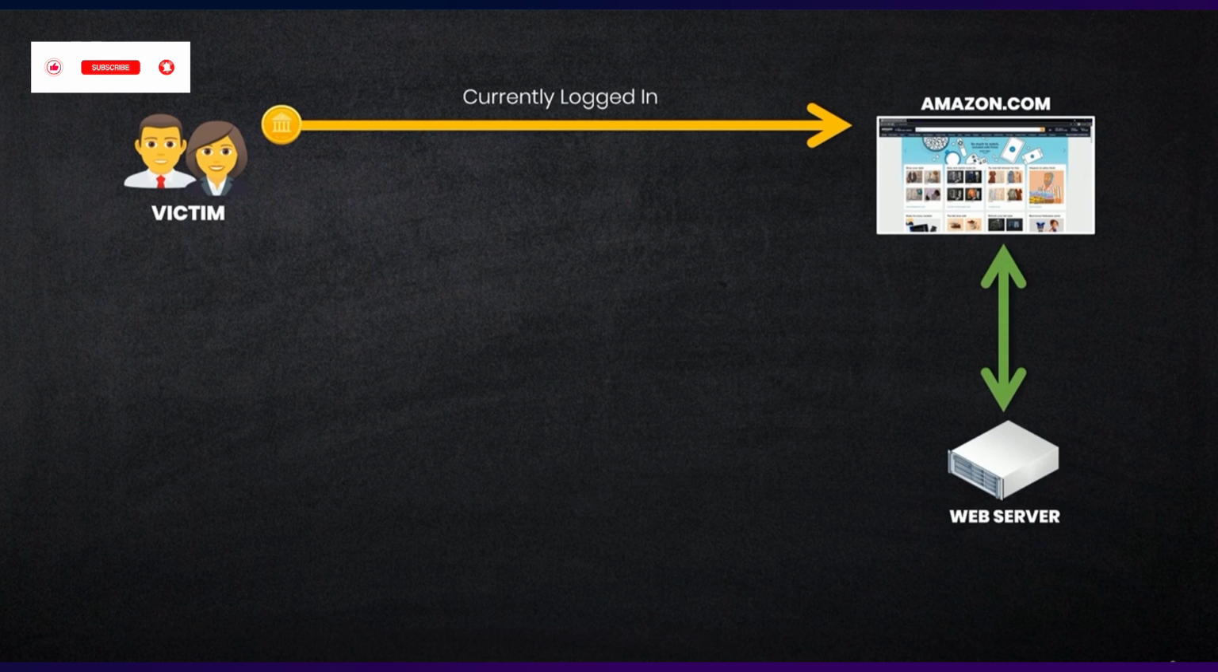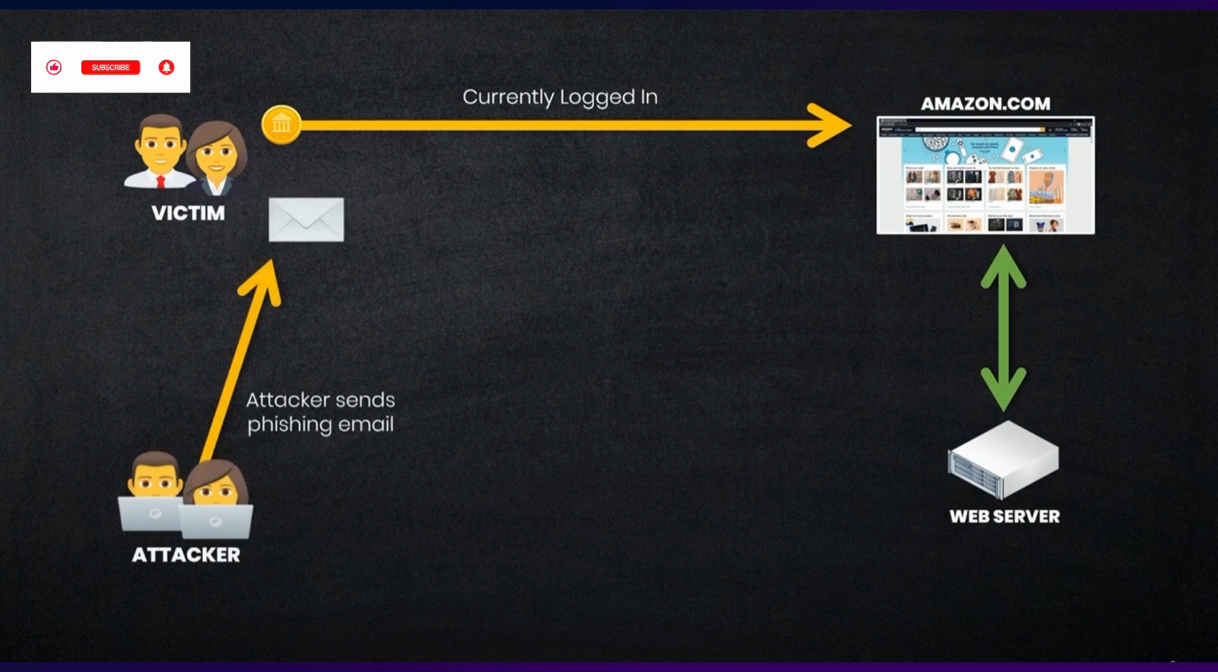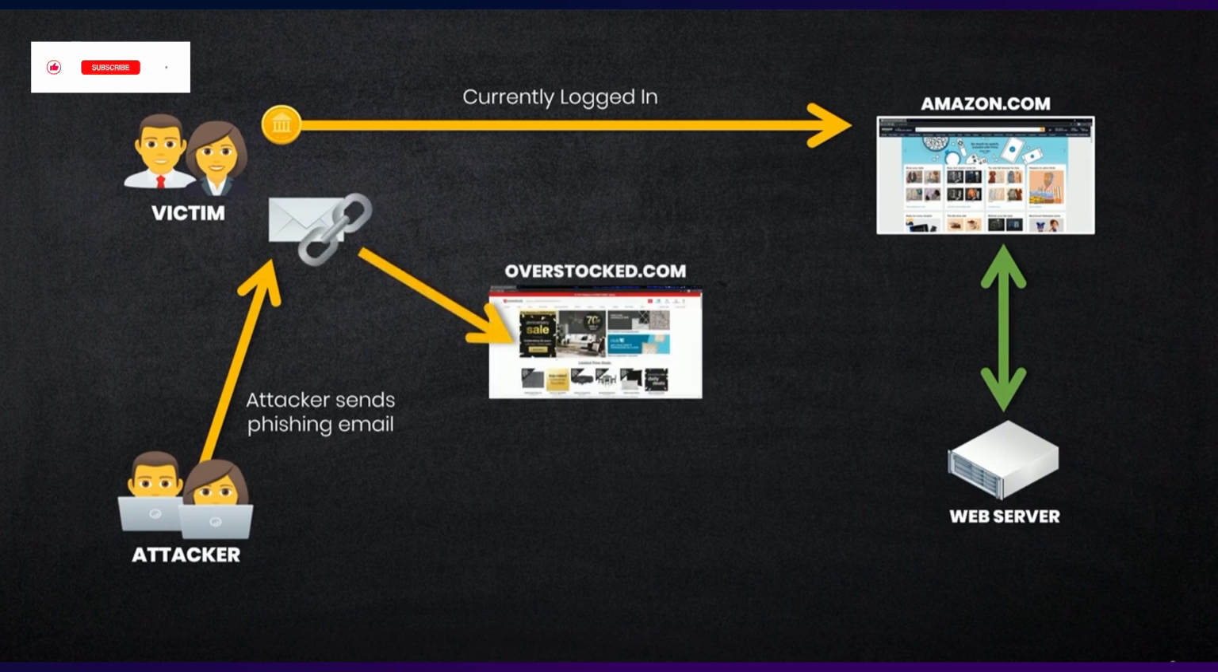So what ends up happening is an attacker is going to assume that most of us are already logged into Amazon. We are already logged into Facebook. We are already logged into Google. We are already logged into all these websites we use every single day. So they will send you a phishing email, and inside that email is a link that says, hey, there's an awesome deal on overstock.com. Now there is a website called overstock.com, but this overstock.com is not real. It's malicious and it's the attacker's website.